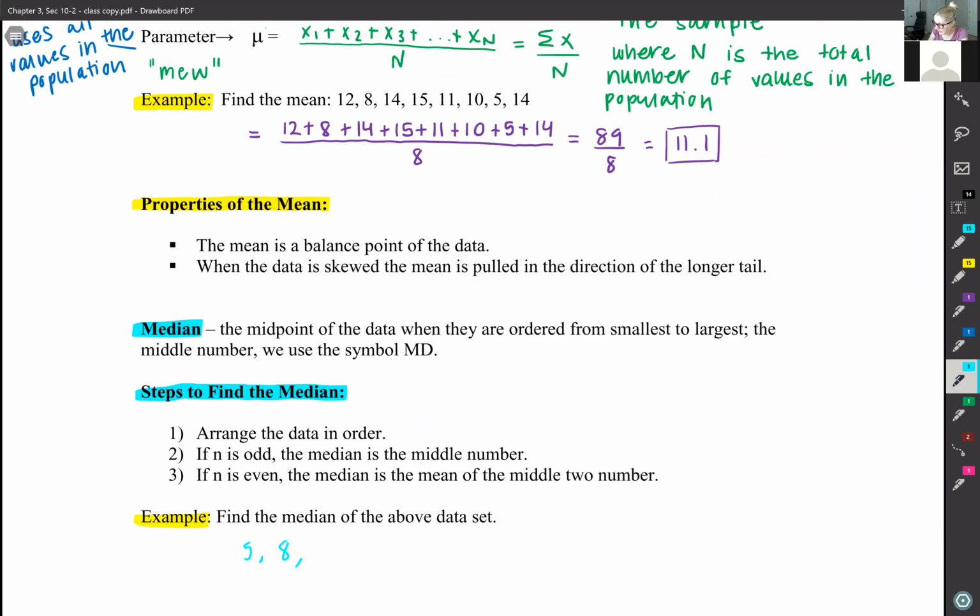After 8, I have 10. And after 10, I have 11. And then 12. And then 14. And I have two 14s, and I need to list them both because I have two of them. So even though they're the same number, you need to list both of them. And then lastly, I have 15.